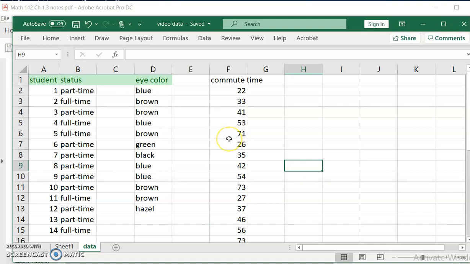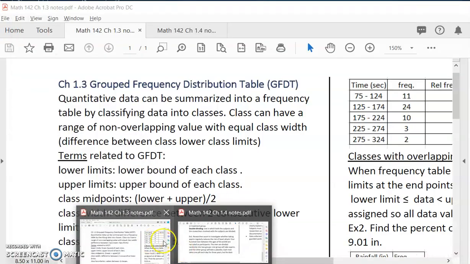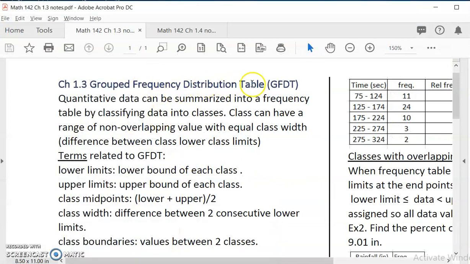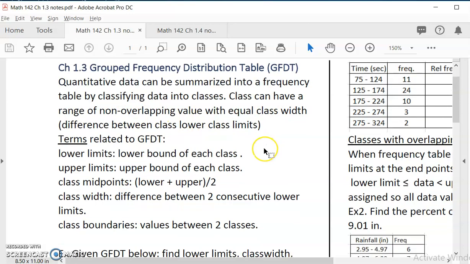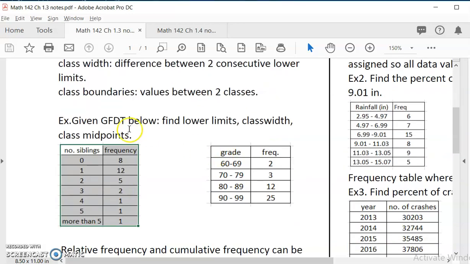So to summarize quantitative data, especially if it's a large data set, we would summarize them into something called a grouped frequency distribution table. We still count frequency, but we group them in classes. So we classify data into classes, where each class can have a range of non-overlapping values, right? A typical grouped frequency distribution table, summarized as GFDT, would look like this.